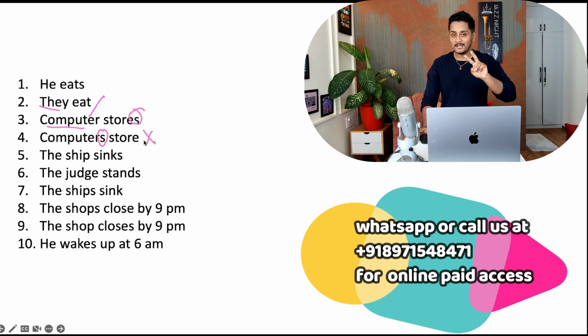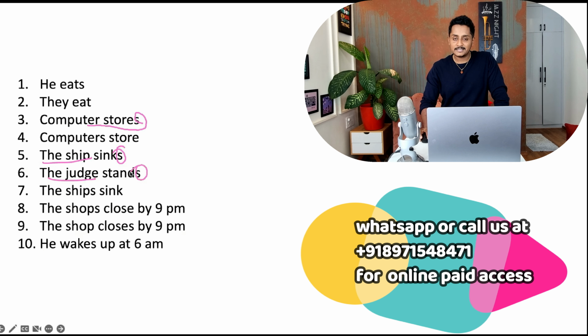Don't get confused. Store here is an activity. The computer stores something. The computers store something. If it is third person singular, add S. The ship, third person singular, add S. The judge, third person singular, add S. The ships, third person plural, just retain the verb, don't add S. The shops, third person plural, retain the verb, don't add S. The shop, third person singular, add S to the verb. It will come for the verb, not for the noun.